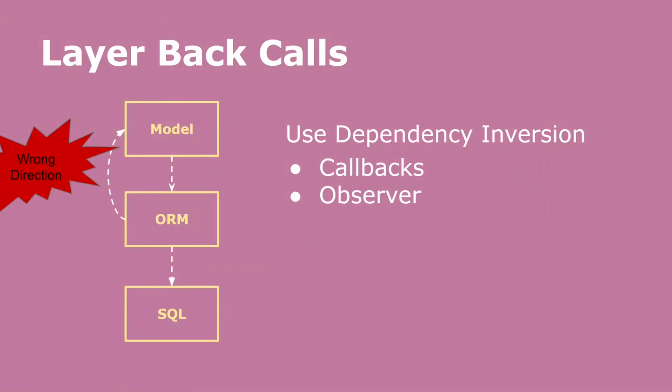One problem we often find in layer designs is that you need some type of backcalling. So the ORM layer needs to depend on something in an upper layer, and that's of course not a good idea, because this would mean that the model and the ORM in this case would be very tightly coupled to each other, and the ORM cannot be reused, for example, without also reusing parts of the model, and this is not what we want. So if you have this situation, you need to use some form of dependency inversion, for example using callbacks and maybe the observer pattern.